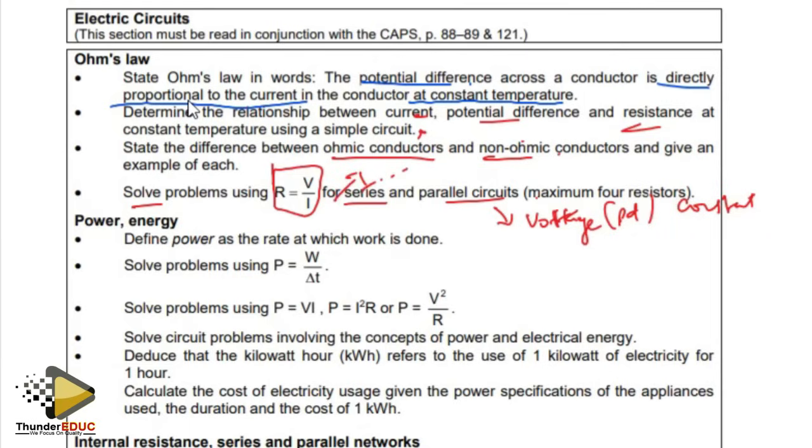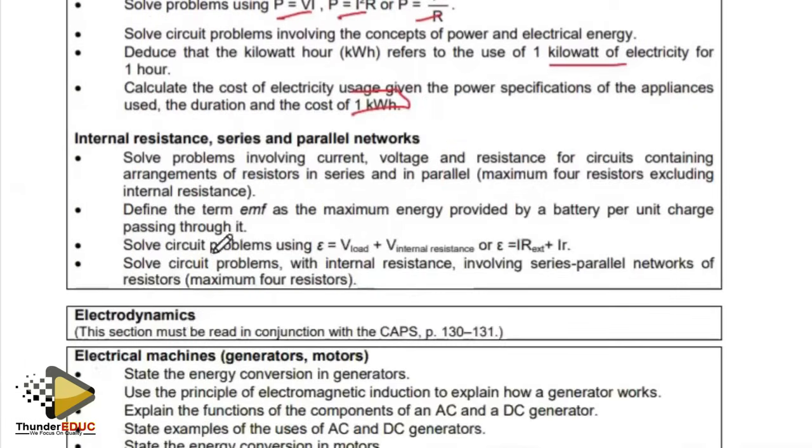Then power and energy: define what power is, the rate at which work is done. This is the formula, and then the different formats of power. Then solve circuit problems involving concepts of power, electrical energy, deduce that 1 kilowatt hour refers to that, and calculate the cost of electricity. And then the grade 12 aspects of internal resistance, series and parallel, and EMF also need to be understood quite well.